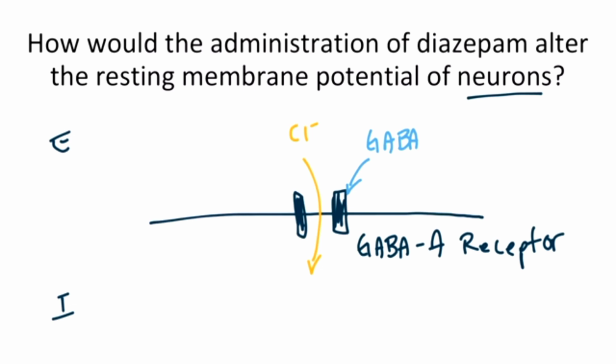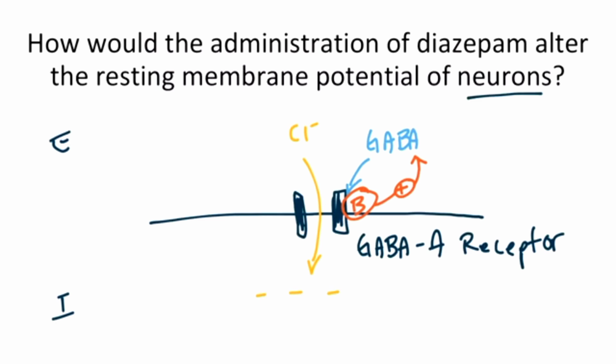Benzodiazepines bind to the GABA A receptor, which I'll draw here, B for benzodiazepine. When this occurs, it facilitates the binding of more GABA to the GABA A receptor. So this causes more GABA to bind. This in turn increases the permeability of the cell to chloride, so more chloride enters the cell. Because chloride is negatively charged, this causes the cell to hyperpolarize or become more negative.